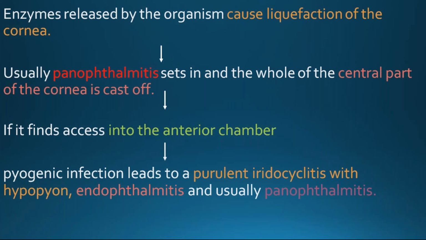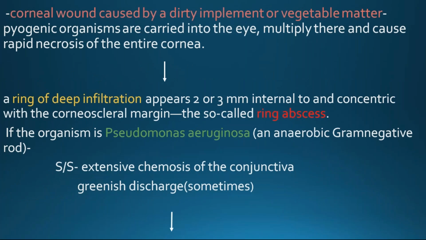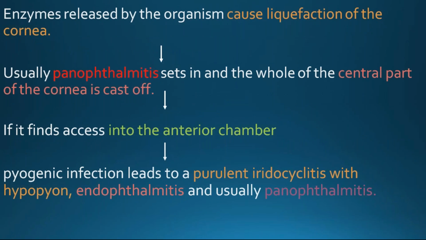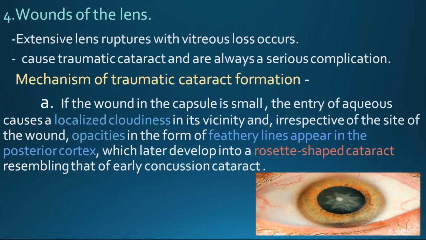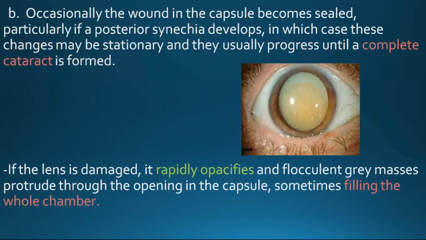Any foreign body will cause infection. It may result in iridocyclitis, ring abscess of the cornea, endophthalmitis, panophthalmitis. Particularly Pseudomonas aeruginosa causes greenish discharge, with extensive chemosis of the conjunctiva and greenish discharge. Pseudomonas. Traumatic cataract results in rosette-shaped cataract.